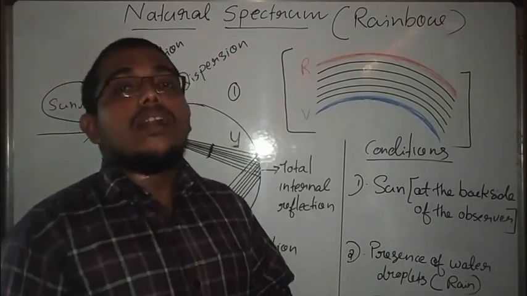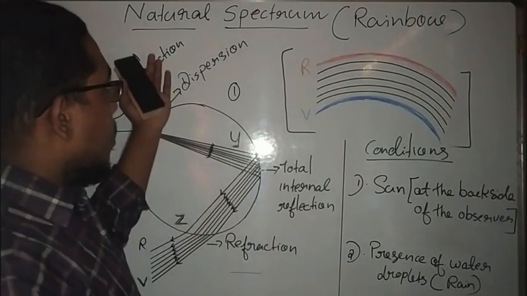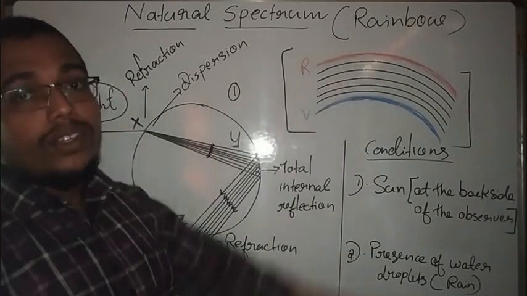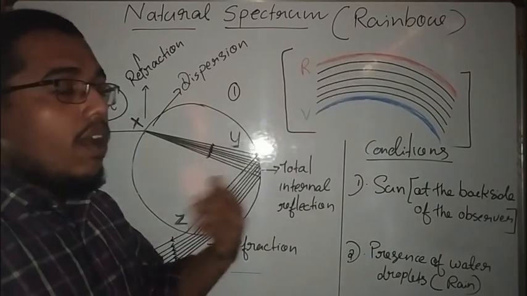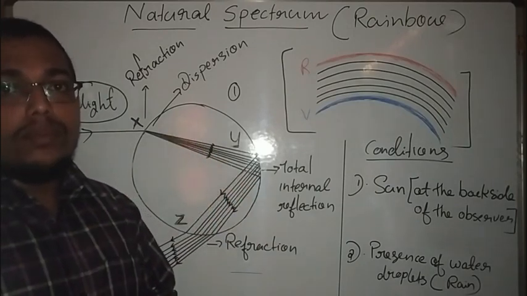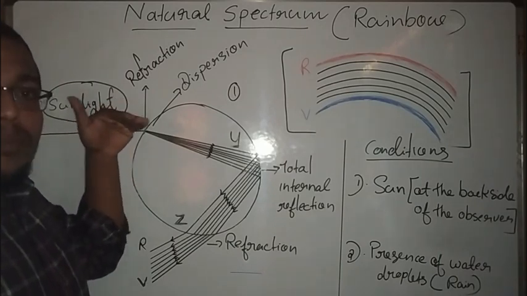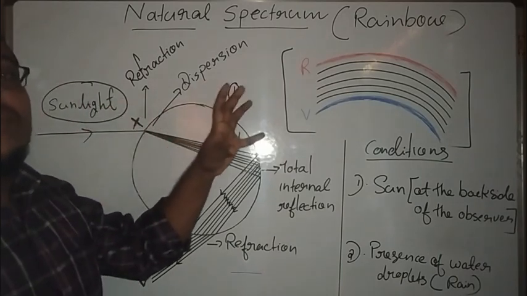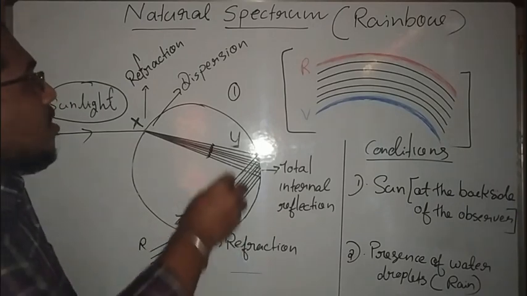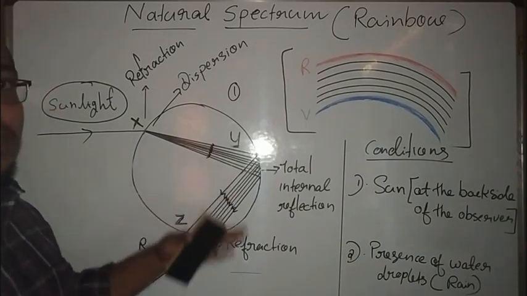In the last class we discussed the recombination of the spectrum of colors. Today we want to discuss the natural spectrum, or simply the rainbow. We have already discussed the dispersion of white light by a prism. A single white light source, after passing through the prism, disperses into 7 different colors. The same process takes place in the case of the rainbow, and today we will discuss it in some detail.